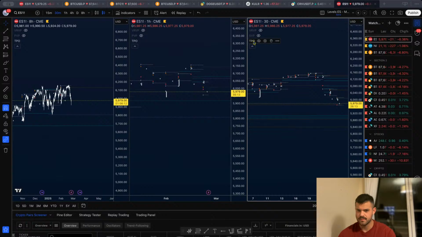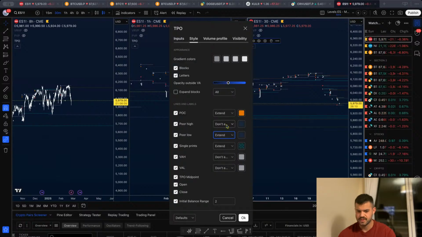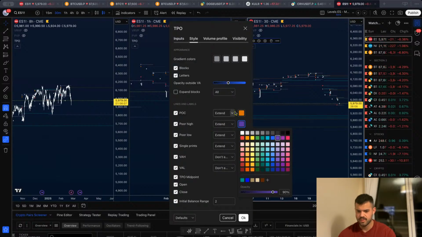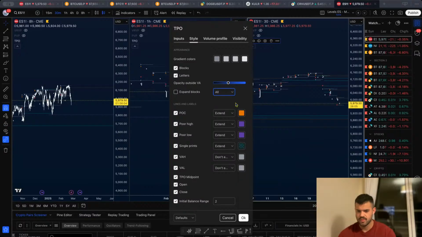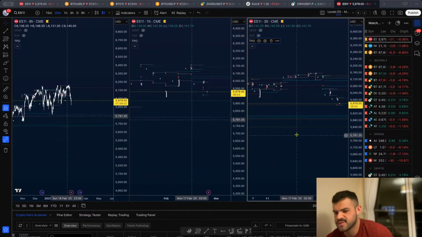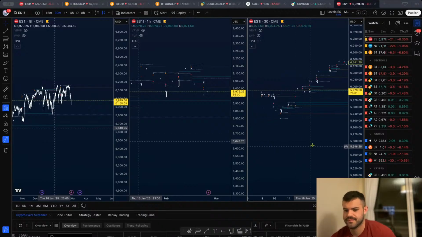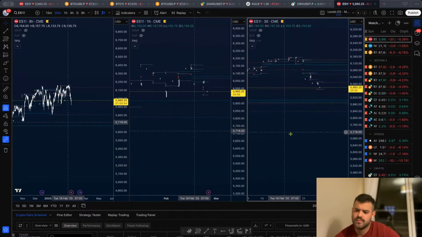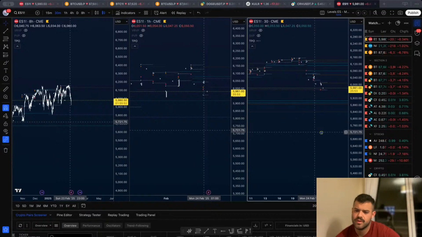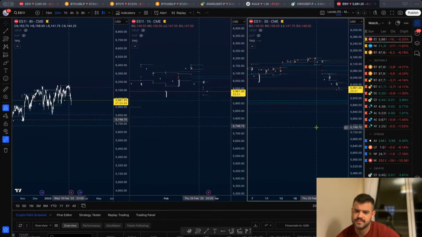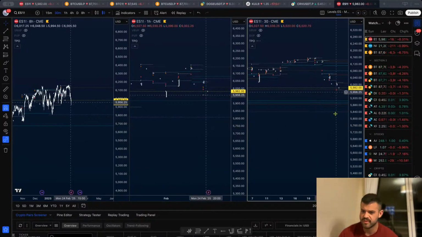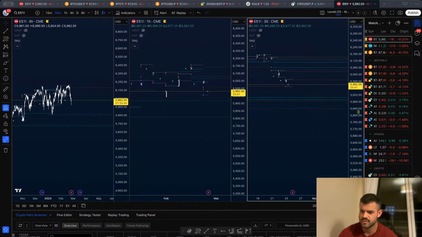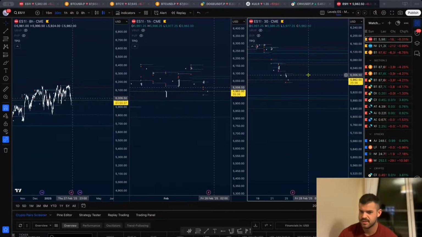Okay, on here. Extend, extend. Purple, purple. Okay, let's see what I'm saying. No poor lows on the daily, but seriously. Okay, we've got some single prints here as well. The points of control have all been tapped, apart from to the upside.